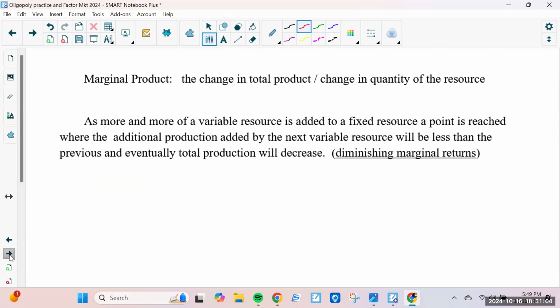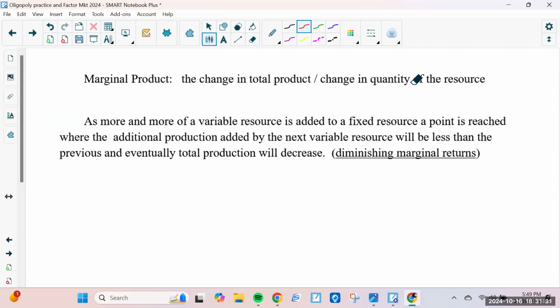All right, so a couple things I want to remind you on here. I want to remind you of the definition of marginal product. Marginal means change. And so this is the change in production. What's the change in production by what? By adding another unit of resource. All right. Marginal product is in the product market. So it's the additional production that's brought about from an additional unit of resource.